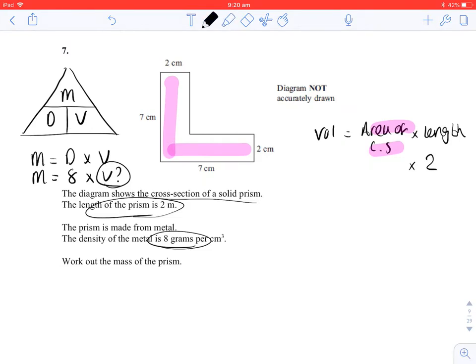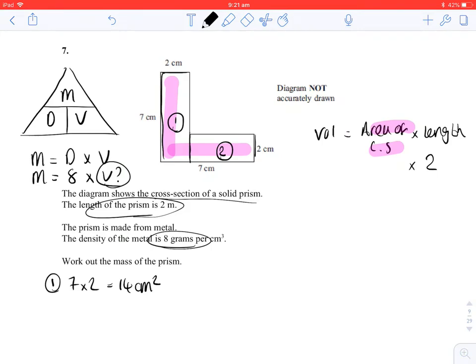Now the easiest way is to cut it into 2. There are different ways you can do it, but I'm going to cut it down here. I'm going to call this shape 1 and this shape 2. So shape 1, I can easily work the area out because it's a rectangle and it is 2 by 7. So the area of 1 is 7 times 2, which is 14 centimeters squared.